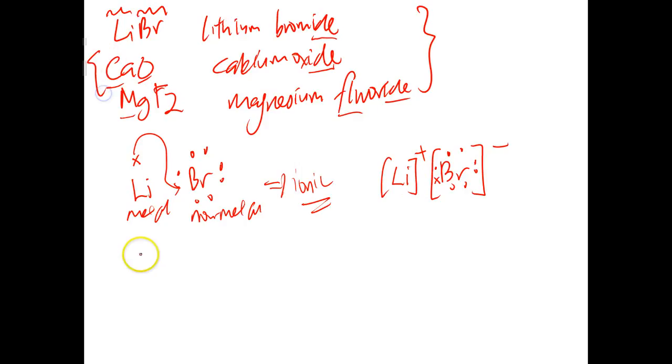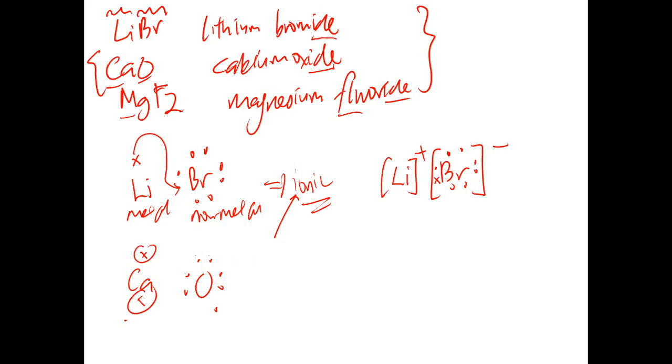Calcium oxide is the next one. Calcium is in group 2, so it has 2 valence electrons. Oxygen is in group 6. There are 6 valence electrons. So metal, non-metal, ionic bonding. Calcium loses electrons to oxygen to give you a stable noble gas configuration. Oxygen has 1, 2, 3, 4, 5, 6 valence electrons. It needs 2 more. Just nice.